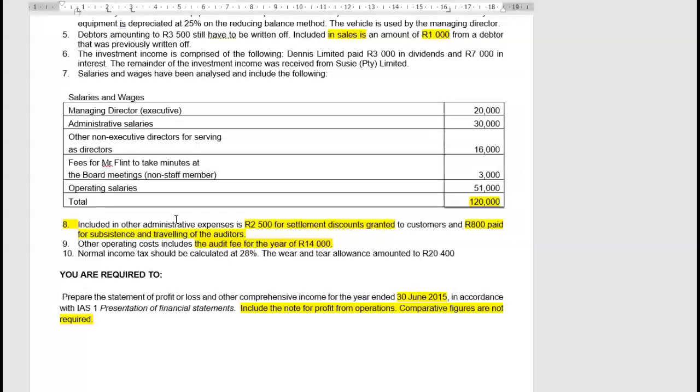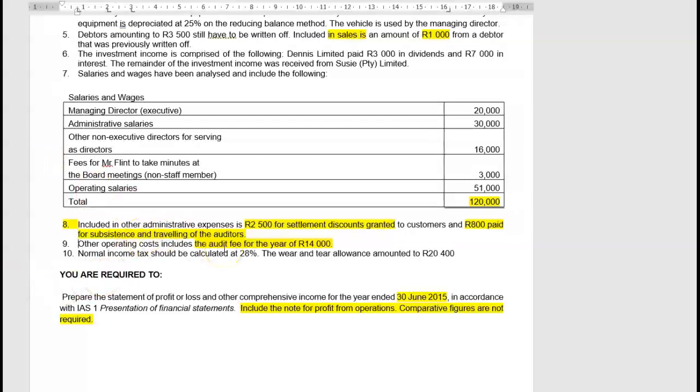Where the auditors are going to perform a consultative type of service to the entity, I'm going to classify that separately, and I will have to have a look at the nature of the service that they provided, and then decide where I'm going to park that expense.